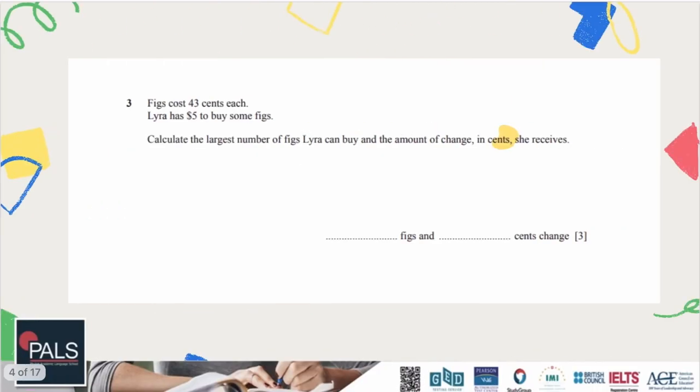Next question. Figs cost 43 cents each. Layla has $5 to buy some figs. Calculate the largest number of figs Layla can buy and the amount of change in cents she received. It's in cents, so we need to change dollars to cents first, right? 100 cents is $1, so this is 500 cents.